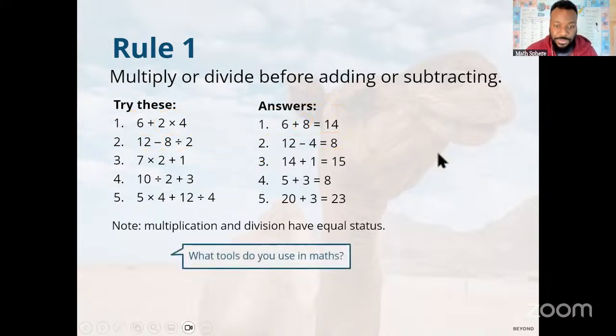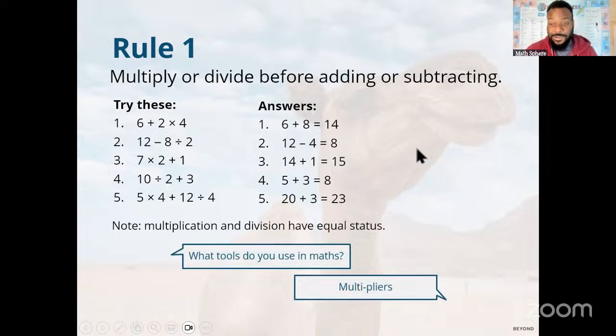Okay, all right, nice. Gotta admit, that's a little bit funny there. What tools are using maths? Multipliers. This is A-class joke material for you to take into your next maths class.